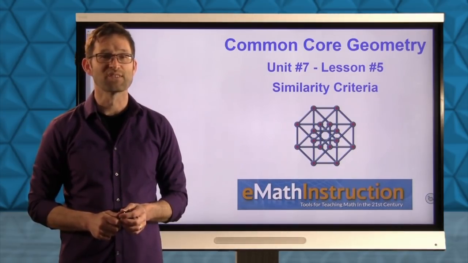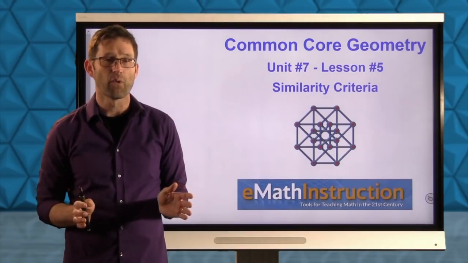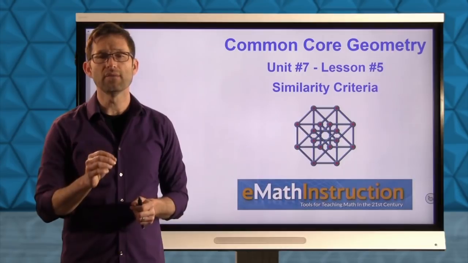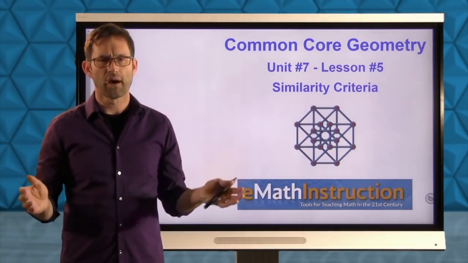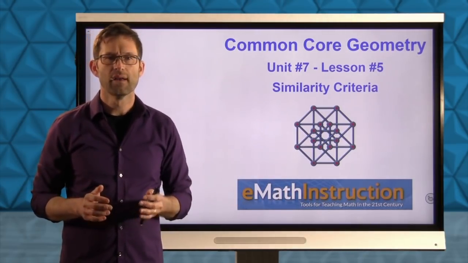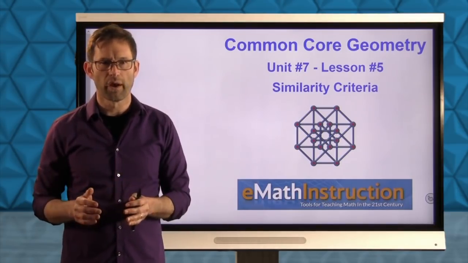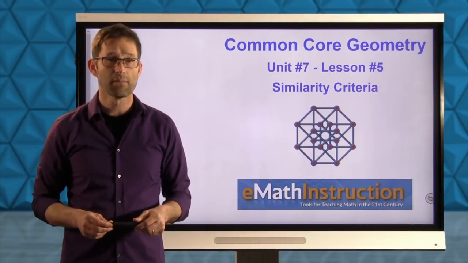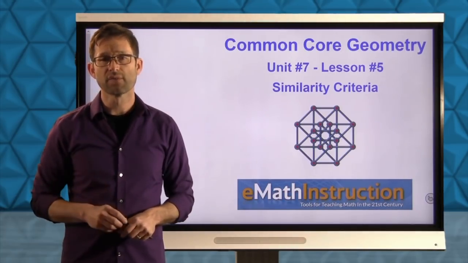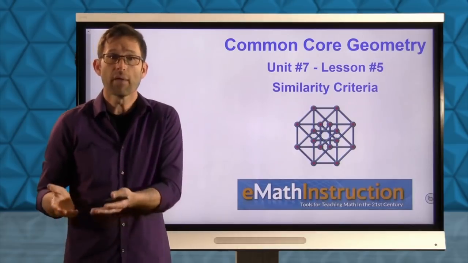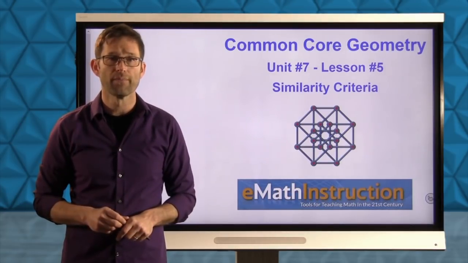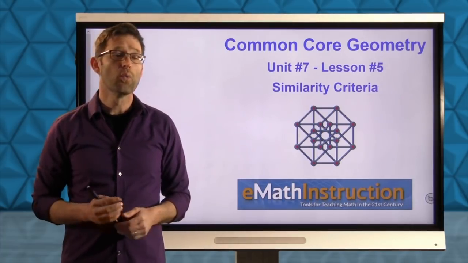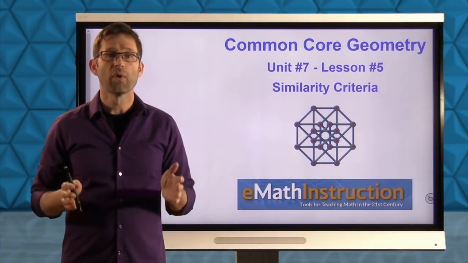Wow, that sounds exciting. So let me just lay it out for you. Similarity criteria is the idea that we don't need to know that all the corresponding pairs of sides in similar triangles are proportional to one another and all the angles are equal in order to know that two triangles are similar. There are going to be simplified sets of criteria that will allow us to say, yeah, those two triangles are similar to one another. And that may sound a little bit similar to what we had with congruence.